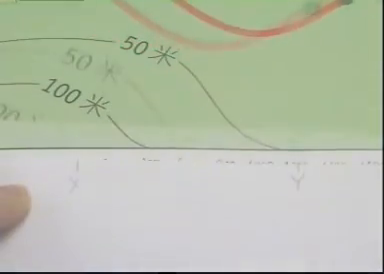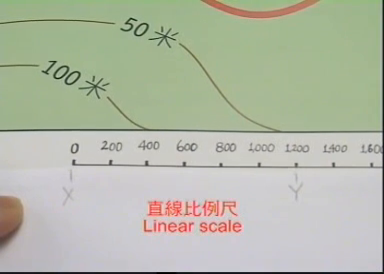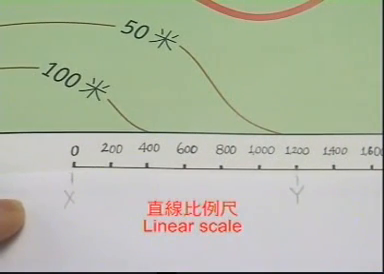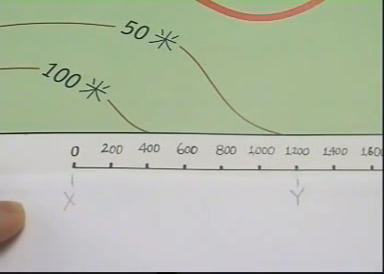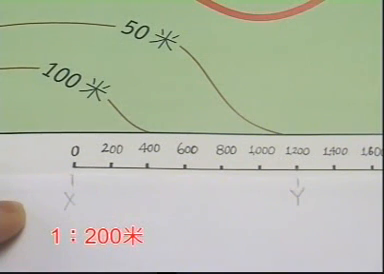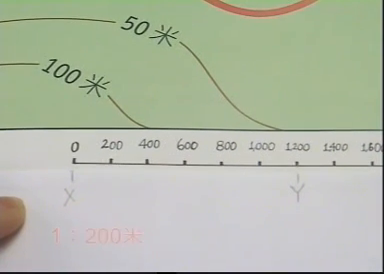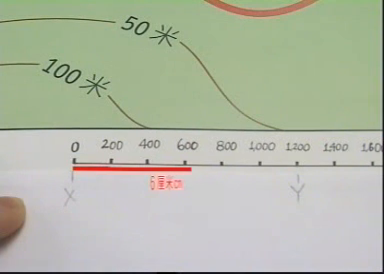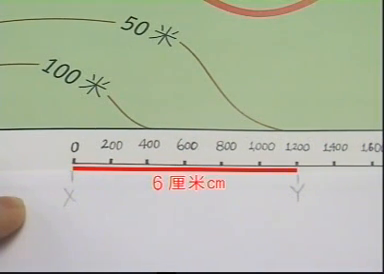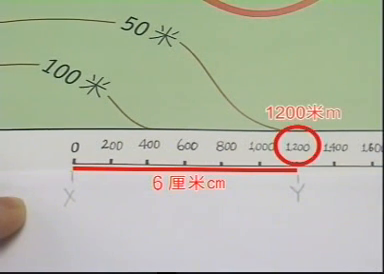Measure the distance between X and Y according to the linear scale of the map. The scale of the map is 1 to 200 meters. The distance between X and Y is 6 centimeters. Therefore, the actual direct distance between X and Y is 1,200 meters.